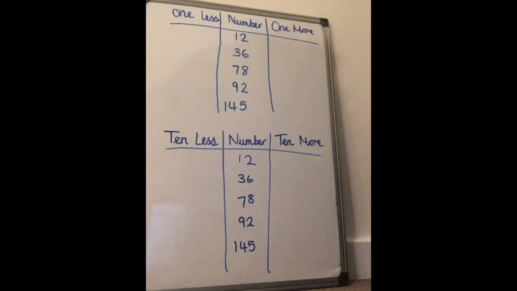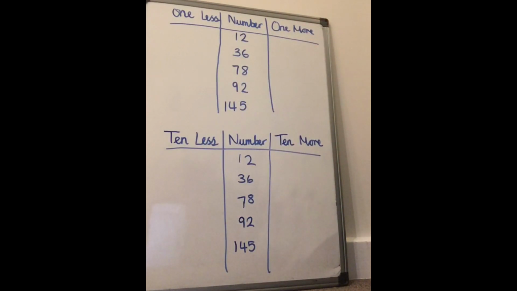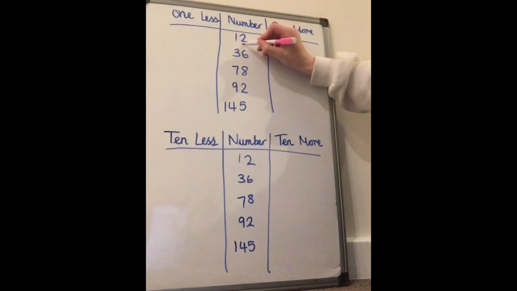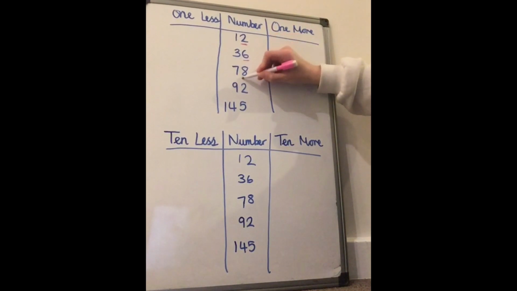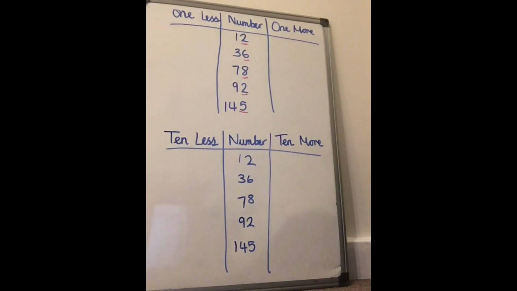So we're going to start the main part of the lesson by recapping 1 less and 1 more of a number, and then 10 less and 10 more. So we're looking at 1 less and 1 more. We're looking at the ones column. So these are our ones that we are going to focus on. They're the only things that are going to change here. The others are not going to change because it's just 1 more and 1 less.